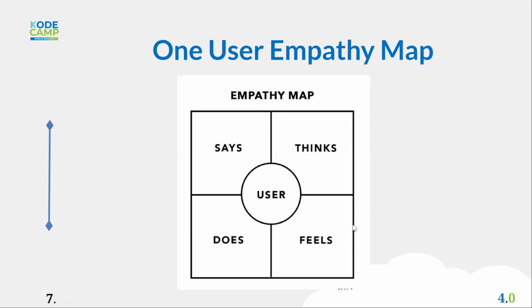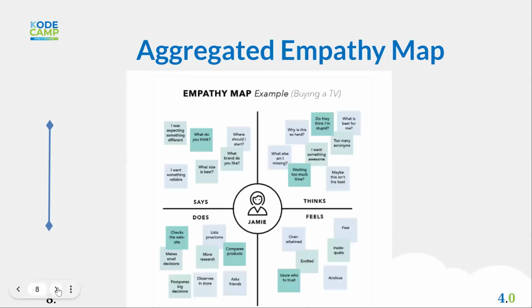Kenya, sorry. Please unmute your mic, pronounce your name and ask your question. Good evening. It's Kayla. Kayla. Okay. Please, could you explain more on those says, does, things and feels, and the quadrants? Okay. Thank you. Alright.